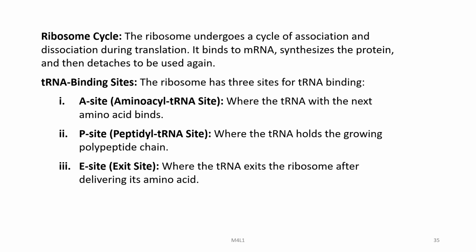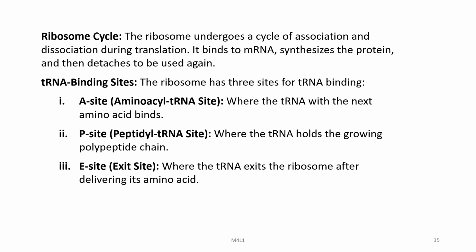The ribosome undergoes a cycle of association and dissociation during translation. It binds to mRNA, synthesizes the protein, and then dissociates to be used again. So, this we call the ribosome cycle. Then there are tRNA binding sites. The ribosome has 3 sites for tRNA binding. The first one is the A site, then the P site and the E site.